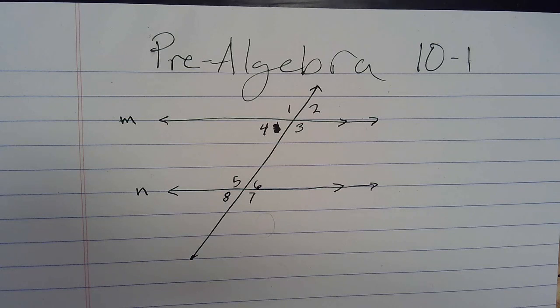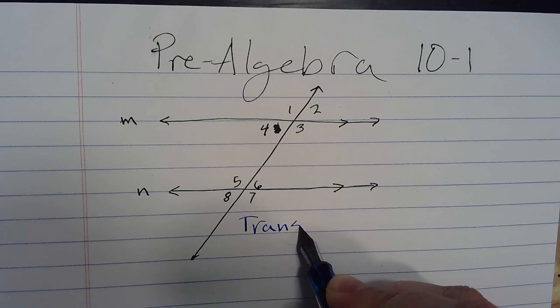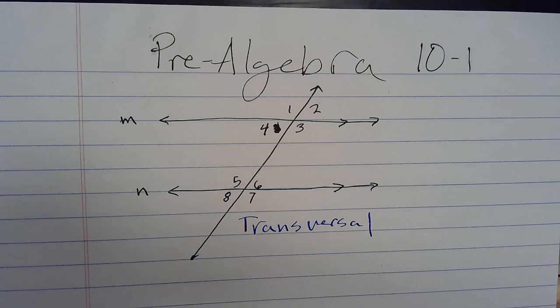So what we have in front of us is called two parallel lines with a line intersecting them. That line intersecting them is called a transversal. Question is, we've got all these different lines and different relationships. How do we figure out with these eight angles, what are the relationships between these different pieces?